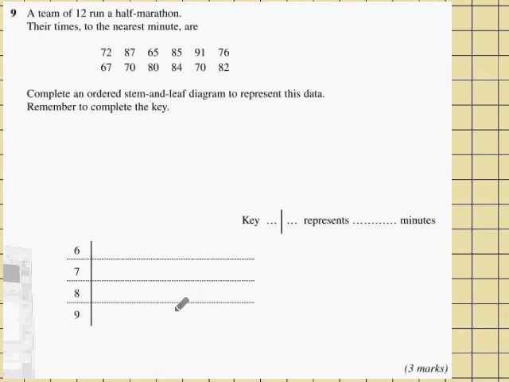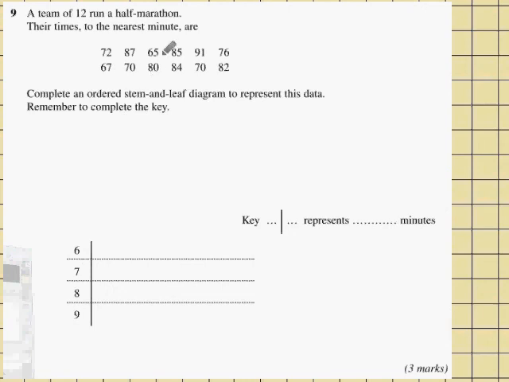This here is called the stem and leaf diagram. It says remember to complete the key. That's important because that's worth a mark. This here is the key. You're told a team of 12 people runs a half marathon. This is the 12 people's times in minutes to the nearest minute, and you have to complete this stem and leaf diagram. This here 6, 7, 8, 9, this 6 is for 60, 7 for 70, and so on.